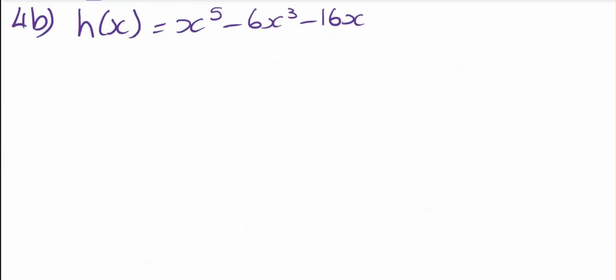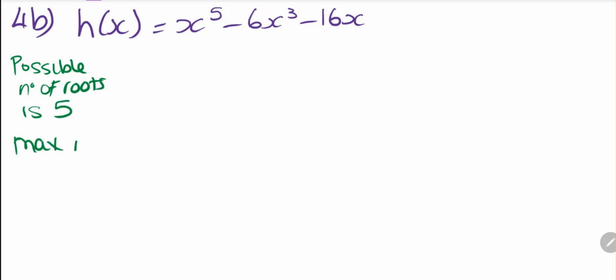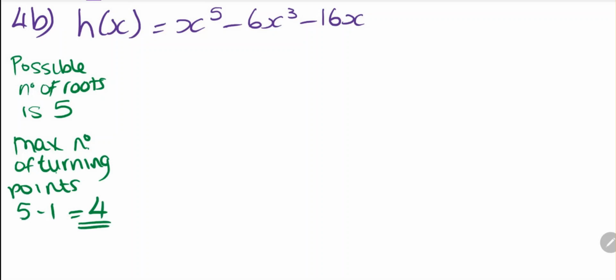Okay, so there's another question for you to try. You can pause the video and answer the question, and when you're ready for the answer, then press play. Okay, so looking at this, we're looking for the leading coefficient, and we have a degree of 5. So the possible number of roots is going to be 5, and the maximum number of turning points will be 5 minus 1, so that's 4. So the answer will be 4.